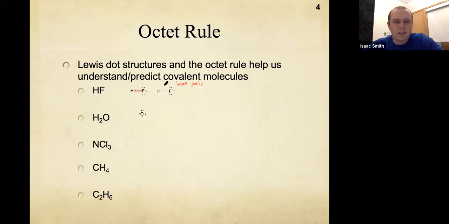All right, moving on, let's look at another example. So let's look at oxygen. Okay, oxygen has 6 valence electrons.